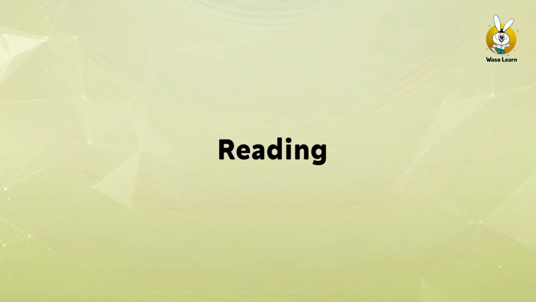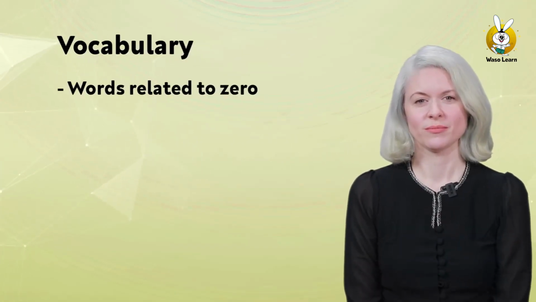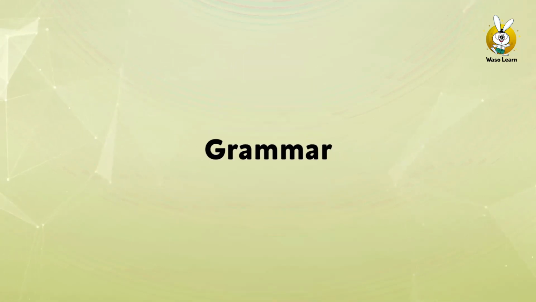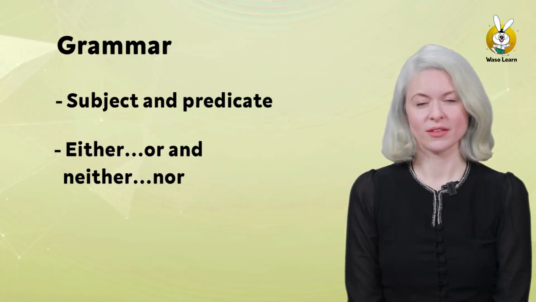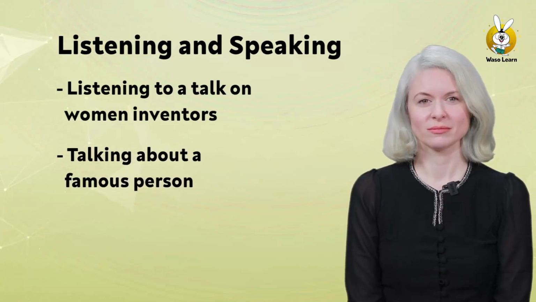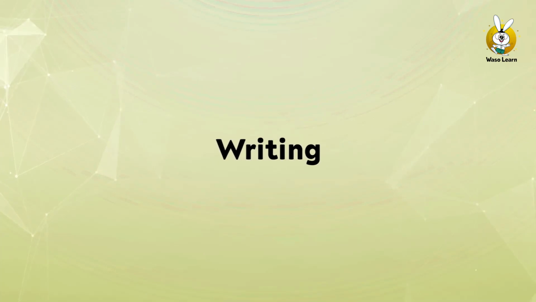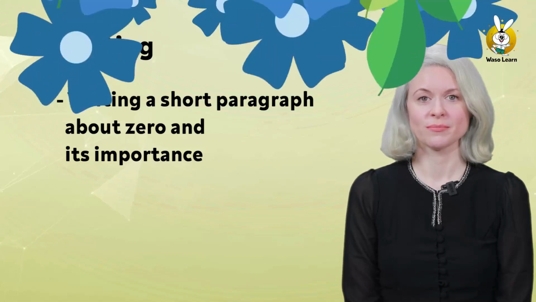Unit 3: Reading, Reading about 0. Vocabulary, Words related to 0. Grammar, Subject and predicate. Either, or and neither, nor. Listening and speaking, Listening to a talk on women inventors. Talking about a famous person. Writing, Writing a short paragraph about 0 and its importance.